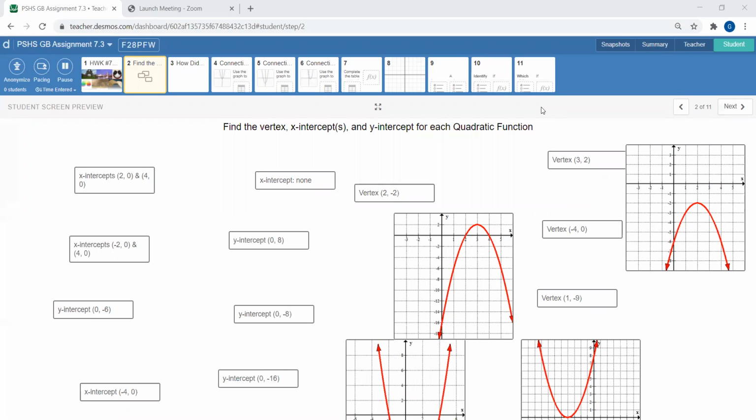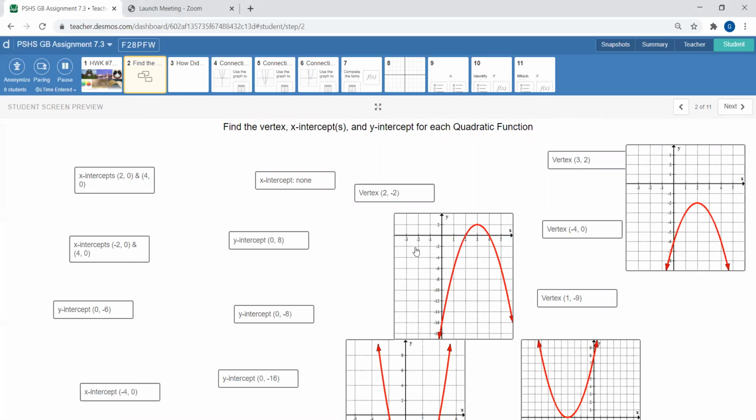All right, this is a video tutorial to help you with assignment 7.3. So I moved on to the second slide here, and our first activity is to find the vertex, x-intercepts, and y-intercept for each quadratic function. Just remember, our quadratic is the x squared thing. It's the U shape or the upside down U shape. So vertex is talking about the highest point.